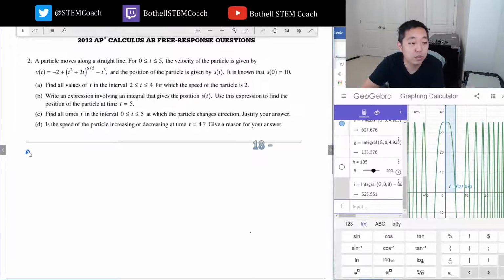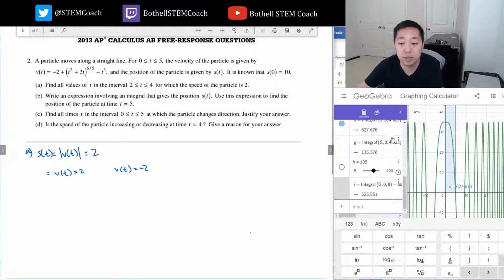Now, this is important. Speed is the magnitude or absolute value of velocity. So I want to know when all of that is 2. That happens when v of t is equal to 2, and also when v of t is equal to negative 2. So it could be either of those.